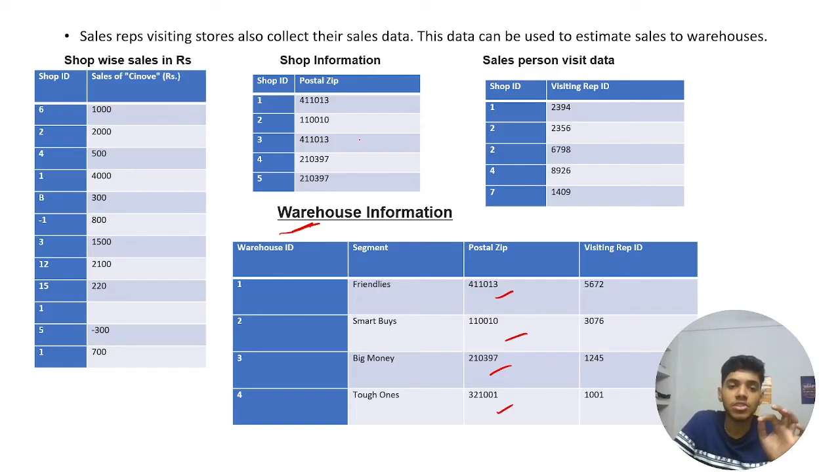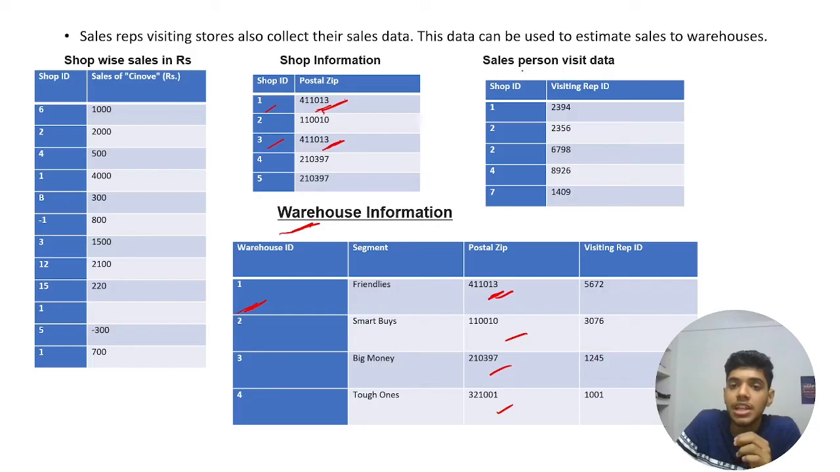But that is not the case for shop ID. Here we can see that postal zip 411013 is the same for shop ID 1 and shop ID 3. And warehouse 1 also has 411013. So we can conclude that shop ID 1 and shop ID 3 buy their products from warehouse ID 1. Segments are also given, and so we can connect warehouse ID and shop ID using postal zip ID. Here we are considering postal zip ID as our base.